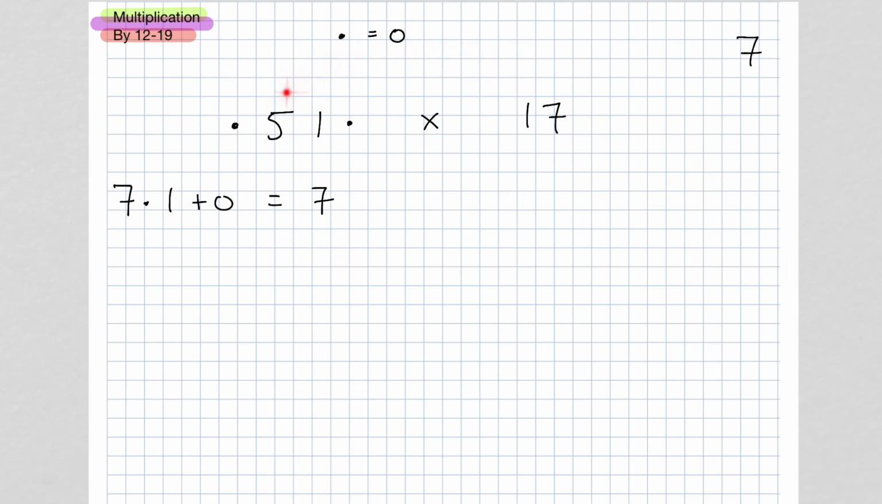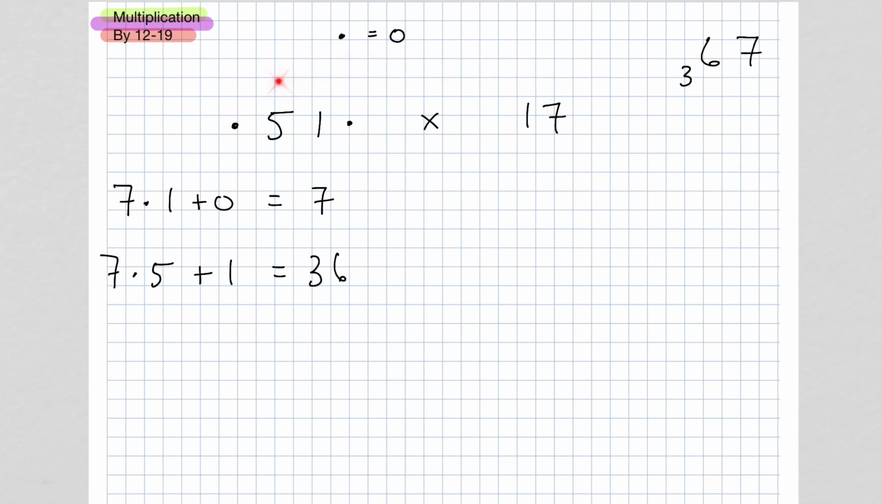Next, we're going to say 7 times 5 plus 1. Okay, 7 times 5 is 35. 35 and 1 give us 36. So writing up here, we're going to write a big 6, carry a 3.